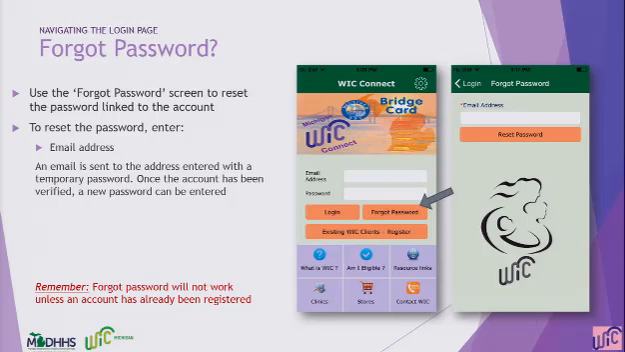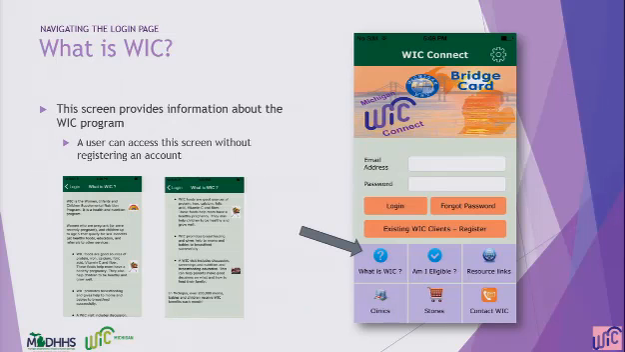The What is WIC screen provides a basic summary of the WIC program. This includes a brief description of some of the education, referrals, and food benefits they could receive as a part of the WIC program. An individual does not have to register for an account to view this information. This is a valuable tool in helping potential clients learn about the program.